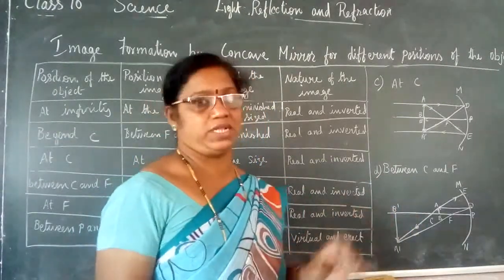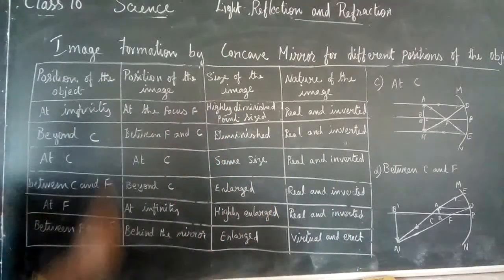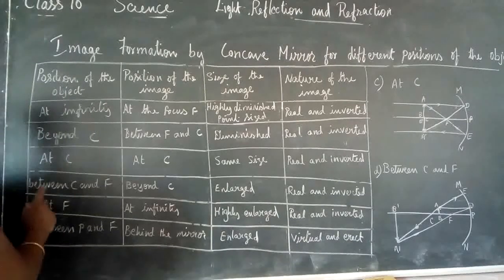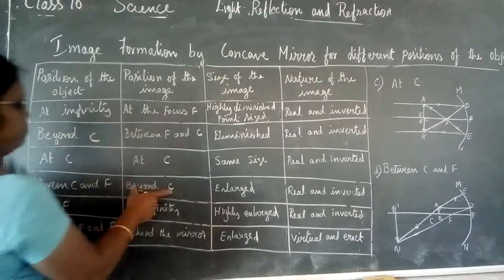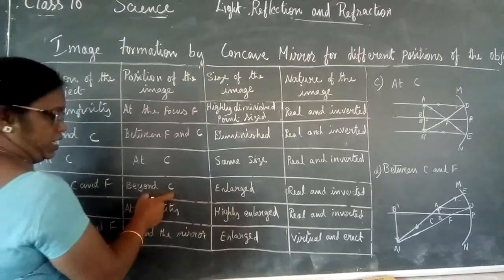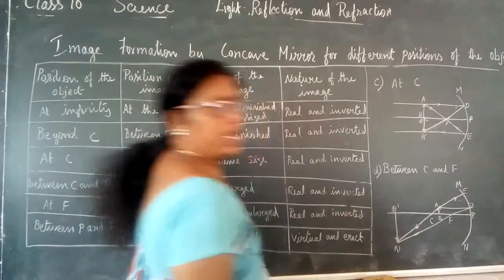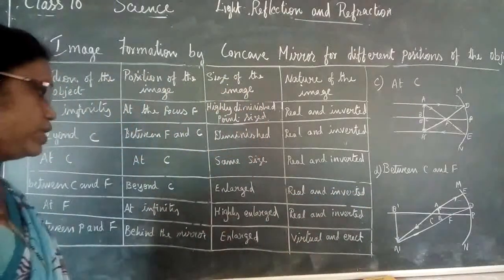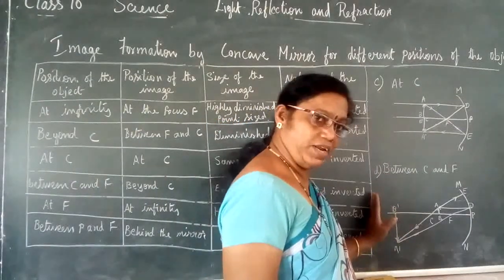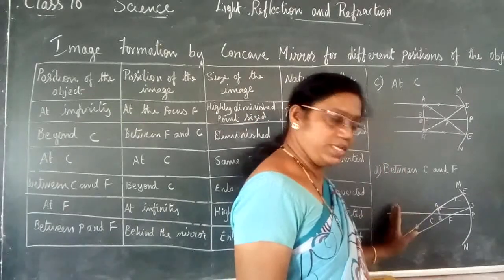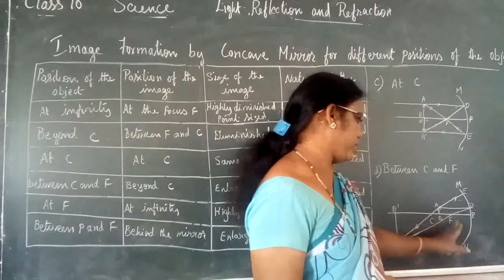Diminished means small in size. Magnified means very big in size, a bit enlarged. So when the object is kept between C and F, the image will be formed beyond C, an enlarged big image, and the image will be real and inverted. Okay, so we kept the object at infinity, then beyond C, at C, and between C and F.